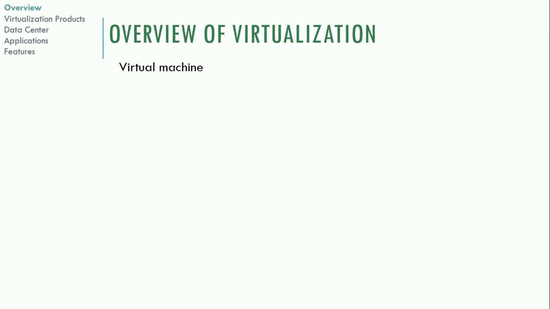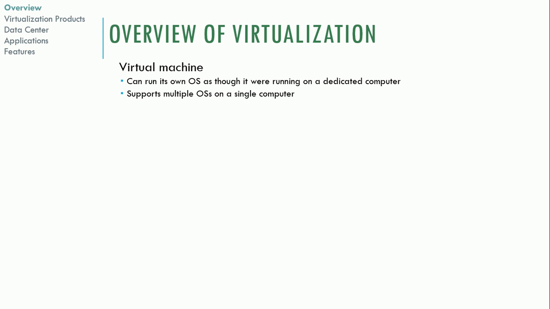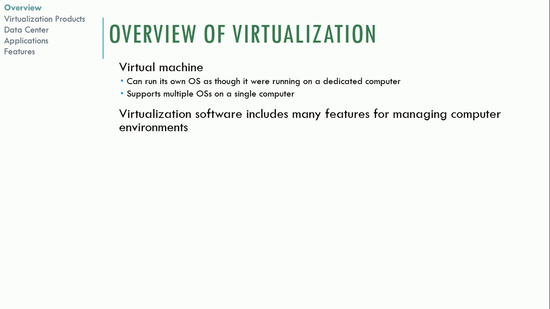So an overview of virtualization. I'm sure many of you have heard of the term virtual machine. It's basically something that can run its own operating system as though it were running on a dedicated computer. A lot of folks who take computer science classes sometimes get confused with the term virtual machine because the term is also used in other areas with software development. But in this context, we're talking about virtual machines as being an operating system that's running as if it were running in a dedicated computer. So it's as if you have a computer running inside a computer, so you can have multiple operating systems within a single computer, or multiple computers running within a single computer.